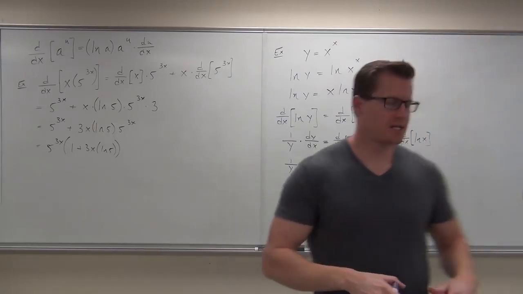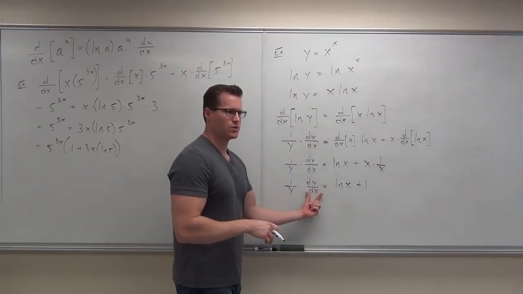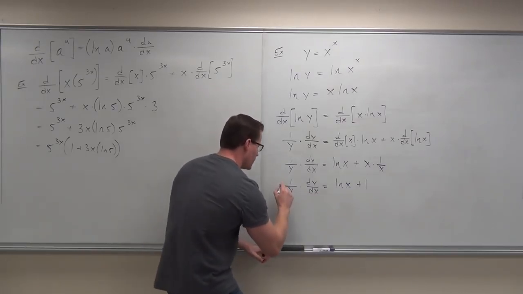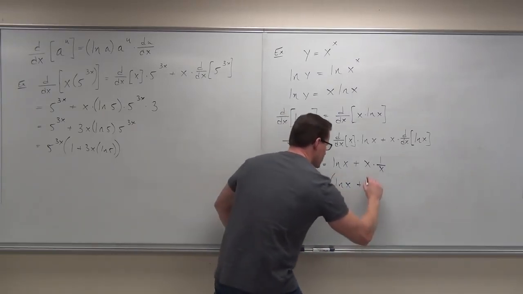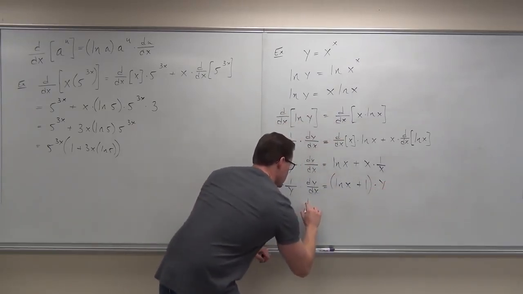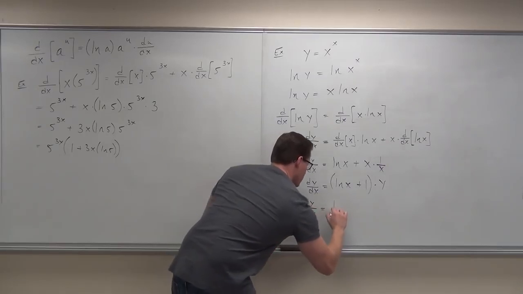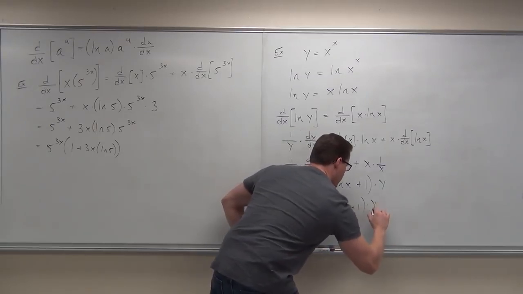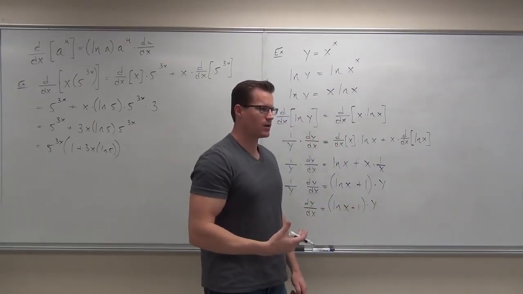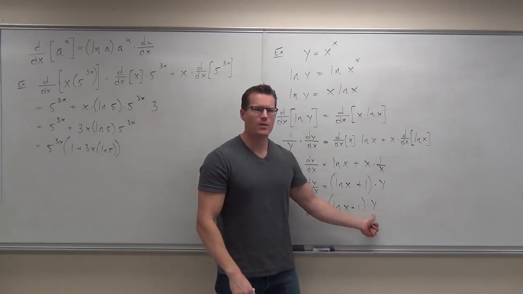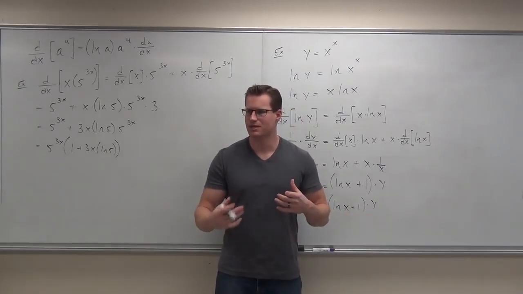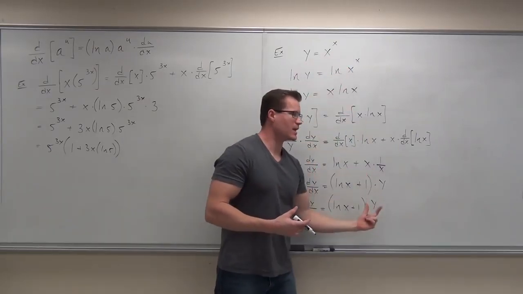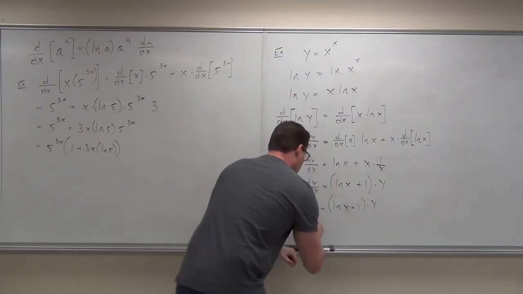We actually have 2 more steps. The idea is we want to get dy dx by itself, so we're going to have to multiply by y. So if we multiply by y on both sides, we get dy dx equals ln x plus 1, times y. Now, do we leave it times y? No. This is what's cool about this whole thing. We know what y is, so with logarithmic differentiation, if you have an explicitly defined function like this one, you can always substitute that right back in and get a function in terms of x. So right here we go, all right, this is awesome.